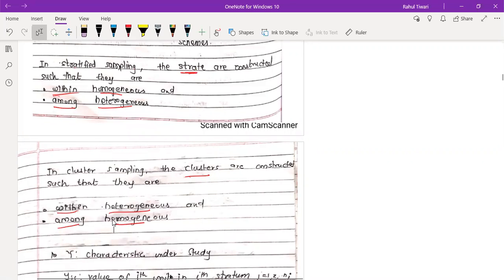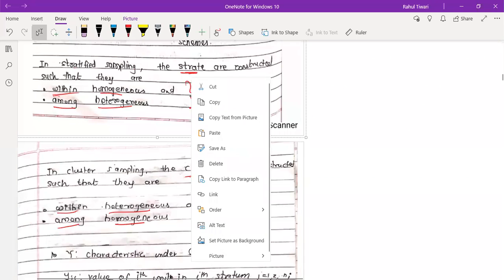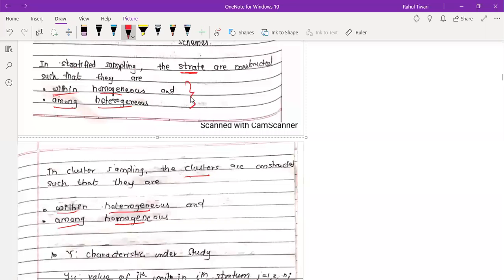Within heterogeneous होता है, मतलब एक cluster में different type के populations होते हैं, different type के samples होते हैं. Okay, so that means it is just opposite of this one. तो आपको ये एक ही याद रखना है, just remember this one, otherwise you will get confused. So just remember for this, and for cluster it will be just opposite.